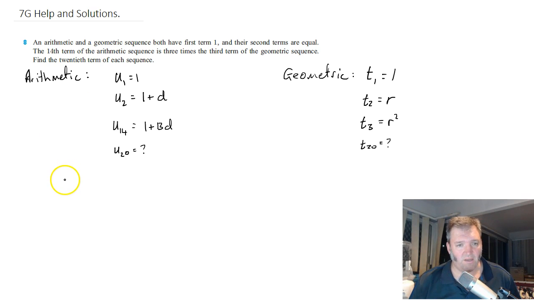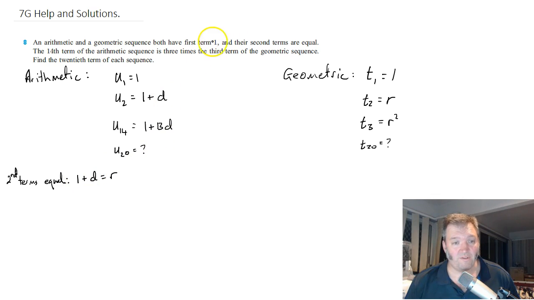So the first one is that their second terms are equal. So 1 plus D is equal to R. So this is second terms being equal. 1 plus D equals R. That looks like a prime candidate for a bit of substitution. What's the other equation, though, that we need? So there's my first equation. Let's label that equation 1. Equation 2, the 14th term is 3 times. So 1 plus 13D is equal to 3R squared.